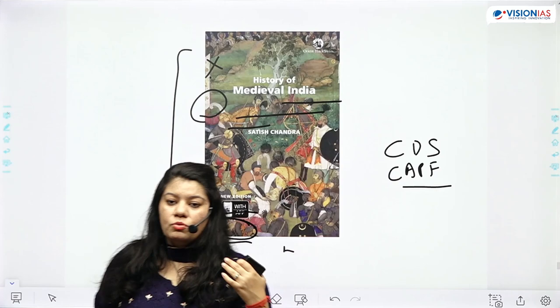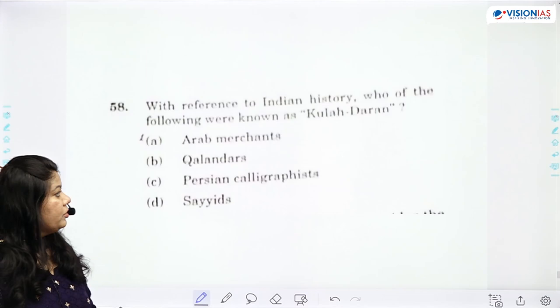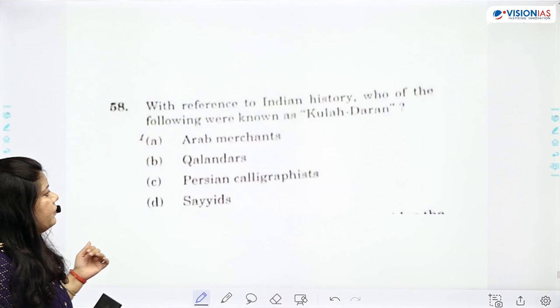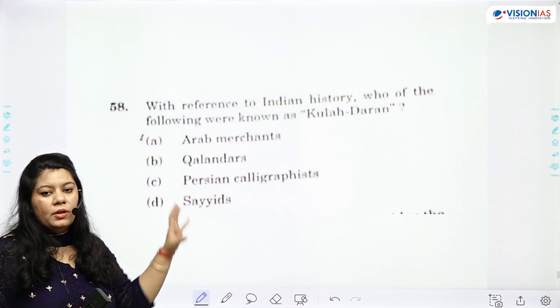Then comes your 58th question, a difficult question again in medieval Indian history, the most difficult one, Kuladharan. Again, a terminology based question. With reference to Indian history, who of the following were known as Kuladharan? Not found in your regular textbooks. Terminology based, you can leave this question. You should not have attempted this question. However, Kuladharan is associated with the Sayyids, right?